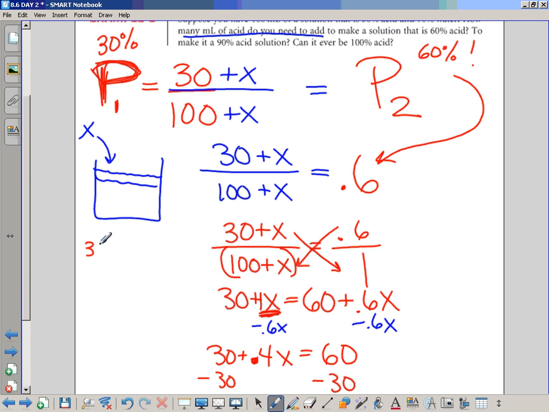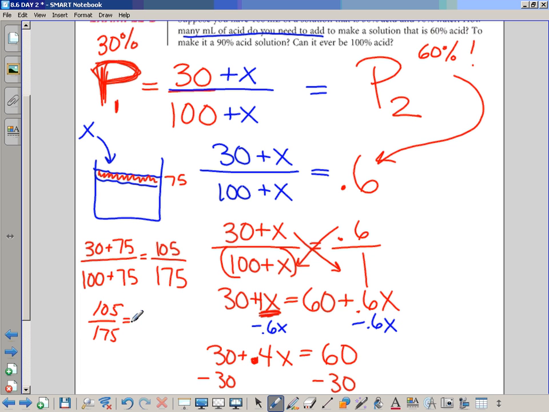Just check that. So if you had 30 and you added 75 milliliters of acid, you get 105 milliliters of acid in the mixture. You had 100 total milliliters of mixture, and you're going to add the 75, because if you add 75 acid, it goes to the top and the bottom. It goes to the total mixture. That's that increase right there that the whole mixture went up by. We increased it by 75. So that becomes 175. If you divide 105 by 175, you should get 0.6, which is that 60% target rate that we were looking for.